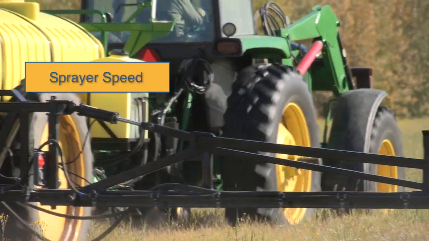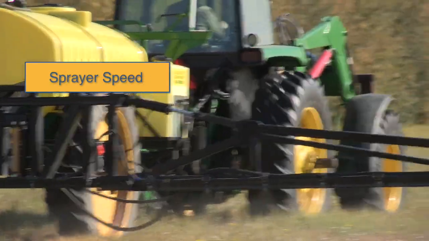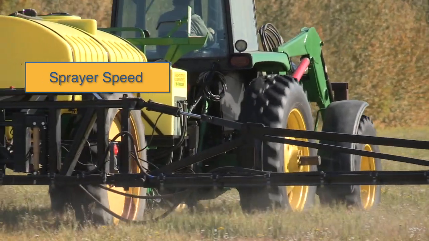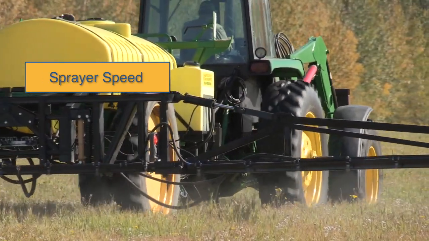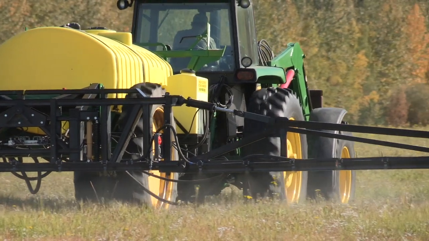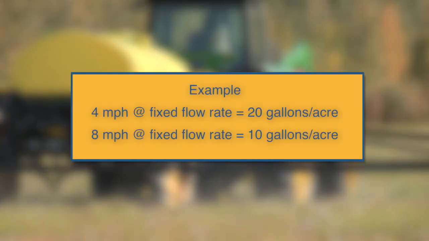Without making other adjustments to, say, your nozzle size or pressure, sprayer speed has an inverse relationship with the rate of application. As an example, if you don't change the flow rate, but double the speed of your sprayer from, say, 4 miles per hour and an application rate of 20 gallons per acre, and then you speed your sprayer up to 8 miles per hour, that would cut your application rate down to 10 gallons per acre. You'll cut your application in half.